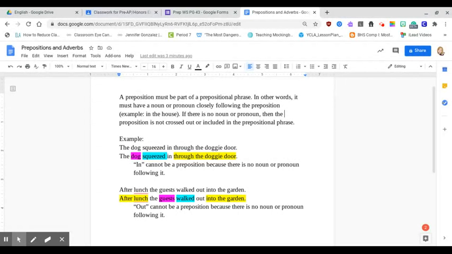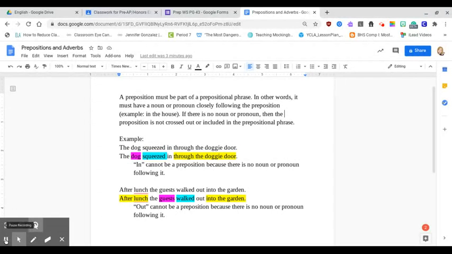Typically, out is a preposition if a noun or pronoun follows out. However, in this case, out is followed by another preposition. So we don't cross out or highlight or identify out as a preposition in this sentence because it's not followed by a noun or pronoun.